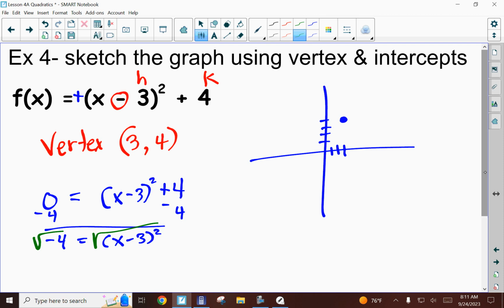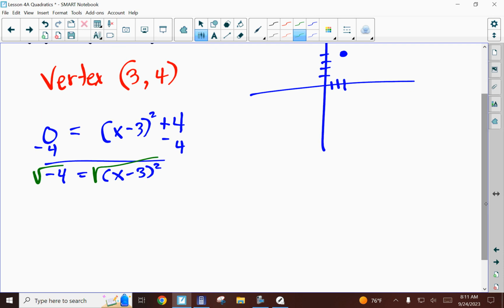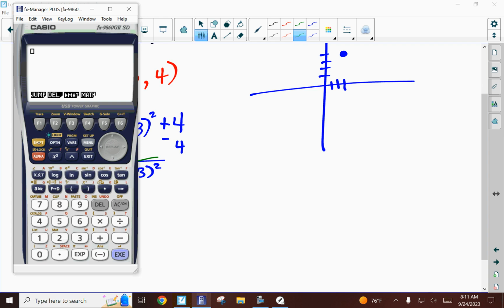Now here's the part that causes the graph not to cross the x-axis. If you go into your calculator and you put in shift square root, oops, I don't want a square in there, and then negative 4. Oh, I deleted the whole thing. Hang on a second. Square root and negative 4. Your calculator is going to say non-real answer.